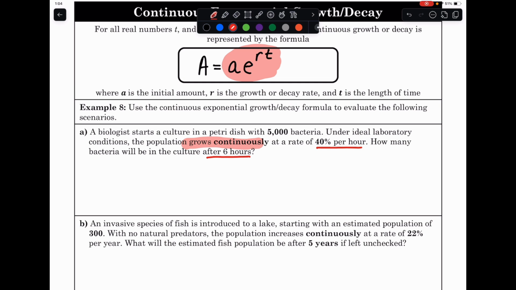So let's look at this value right here. A will equal 5,000, e, 40%, so 0.40, and we're going to multiply it by 6. Then simply using our calculator, we'll plug this in and we're going to end up with 6,356.